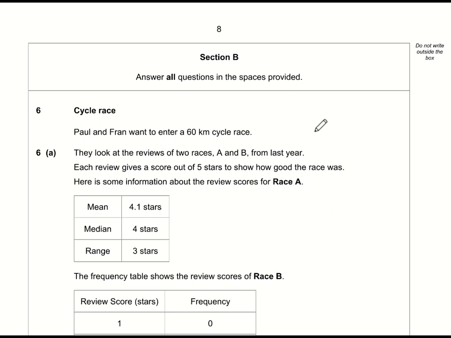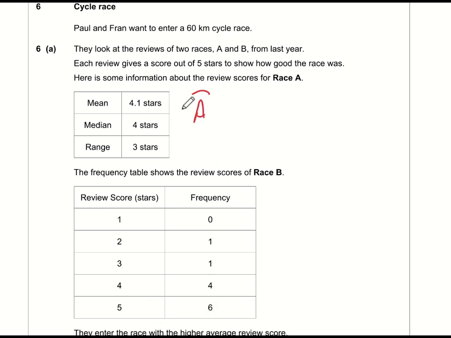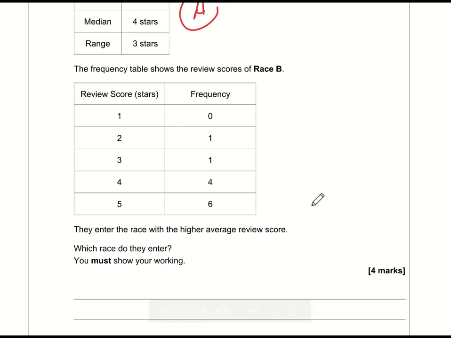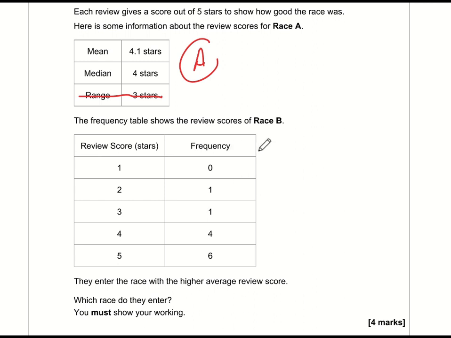Moving on to section B. We are comparing two bike races, race A, which is here, and race B, which has been presented in a slightly different way. First of all, we've been asked to compare the averages. Range is just a red herring. It's got nothing to do with average.